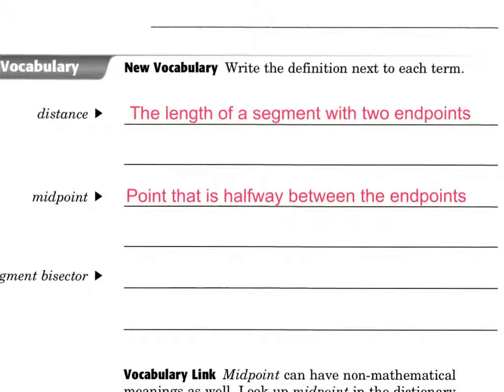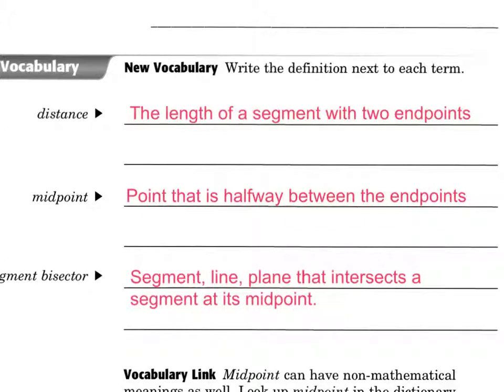And lastly we have segment bisector, and that is a segment, line, or plane that intersects a segment at its midpoint. Very importantly, what it does, it creates two congruent segments. So that's very important later on.